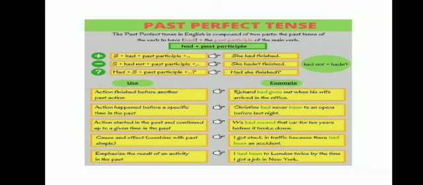Like Richard had gone out when his wife arrived in the office. We had owned that car. Like with every subject we will put had, then third form of verb and then the object.